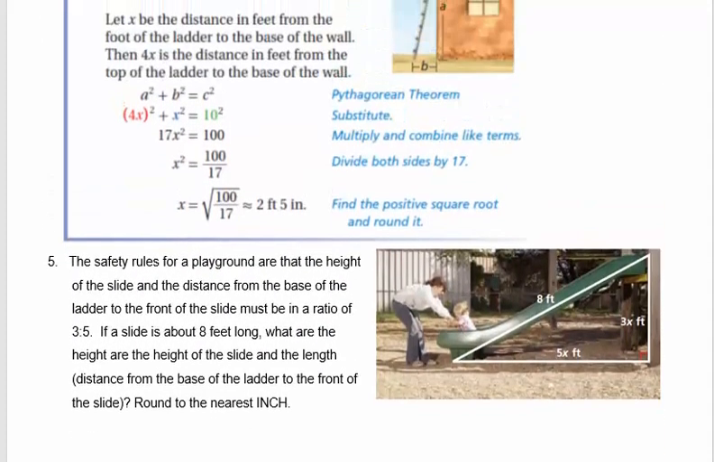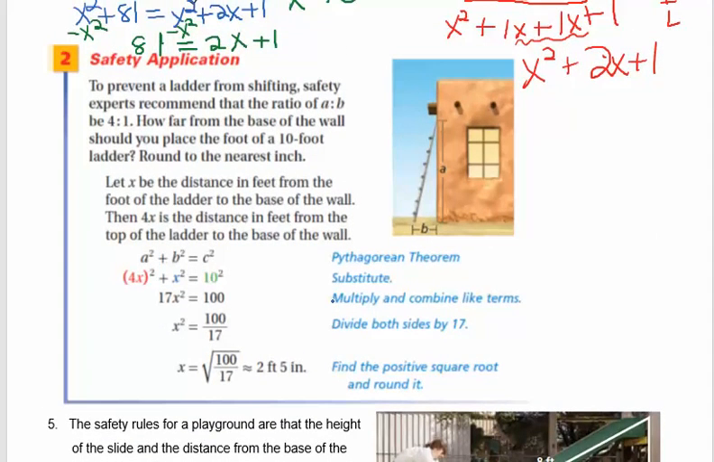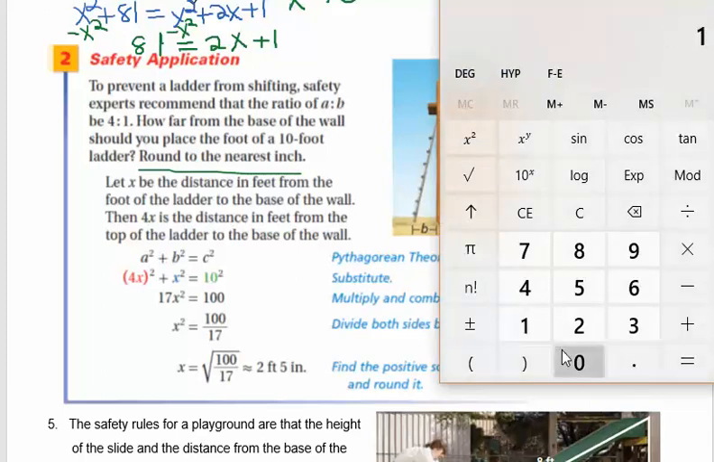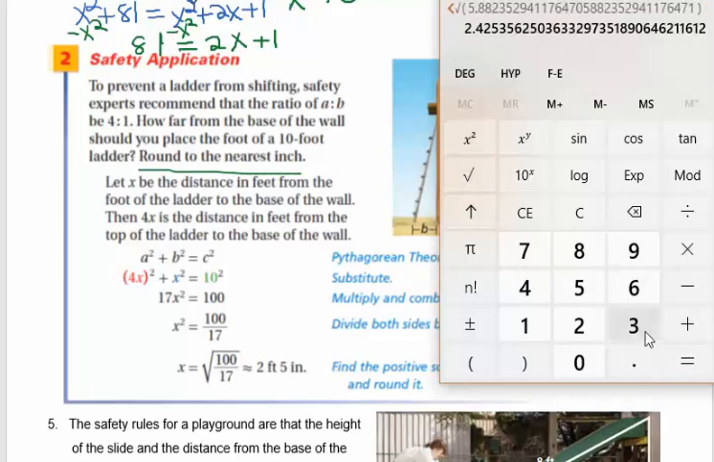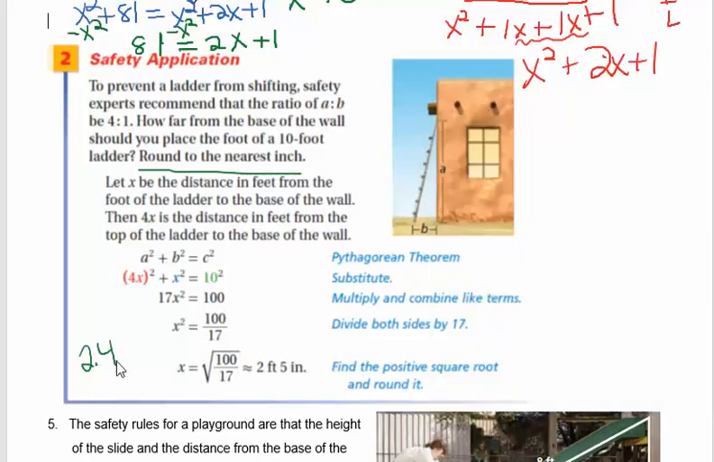And then here's an application problem that's very similar to the example. You're going to set up the Pythagorean theorem, put the right parts where they belong. In this one, they ask you to round to the nearest inch. So if you get an answer like 100, let me check what that is quick. They had 100 divided by 17, which is 5.888, and then they took the square root of that, and they got 2.4253. But that's not what they wrote for 2 feet 5 inches.